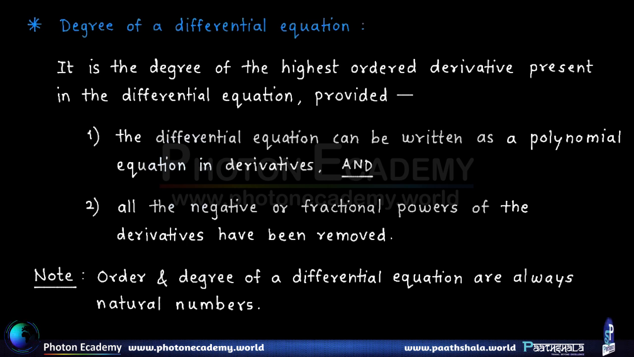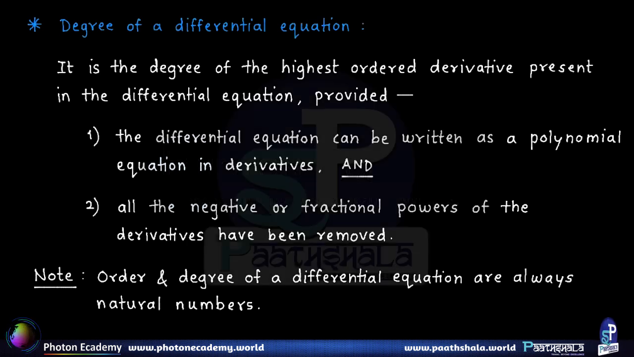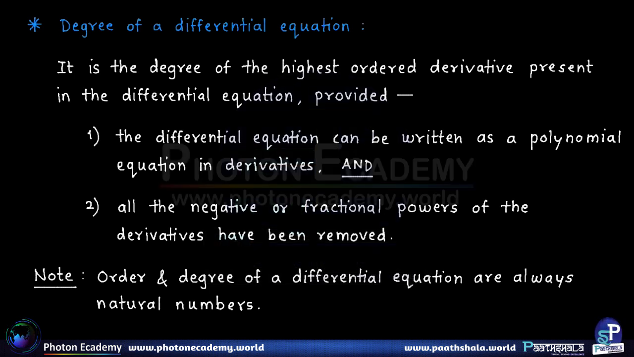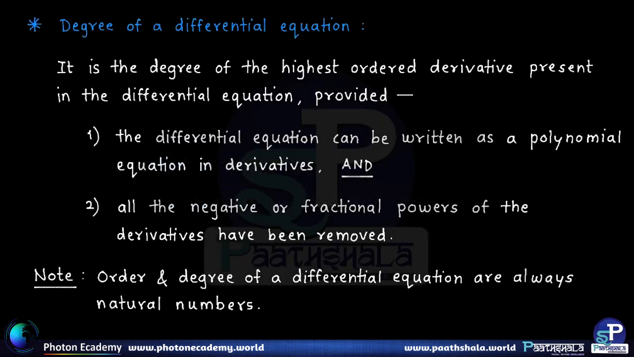The first condition is that the given differential equation can be written as a polynomial equation in derivatives. Like in basic algebra, we have some polynomial equation in a single variable, say x, and in that we can see the different powers of x present. Similarly here, if we are able to write the given equation as a polynomial in derivatives, then the first condition is met. And secondly, all the derivatives must have non-negative and non-fractional powers. That means they must have whole numbers as the powers or degrees. When these two conditions are met, only then can we find out the degree of the differential equation. If any of these two conditions is not met, then the degree is not defined for the differential equation.